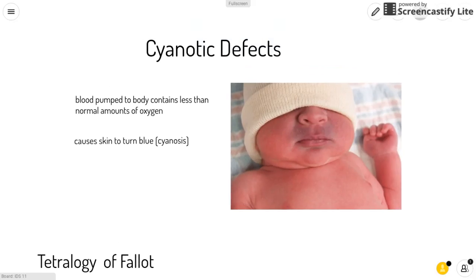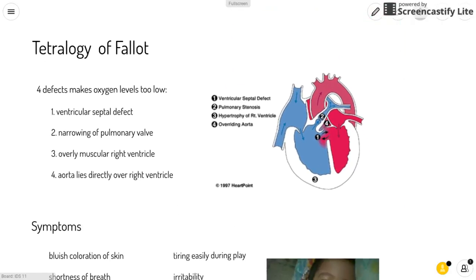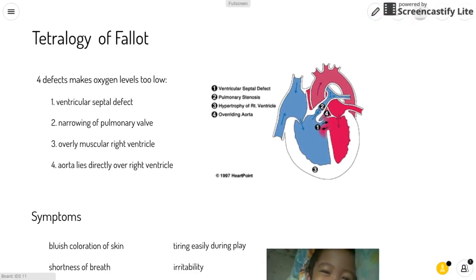Cyanotic defects are when the blood pumped to the body contains less than the normal amounts of oxygen. This causes the skin to turn blue, which is called cyanosis. One type of cyanotic defect is the Tetralogy of Fallot.